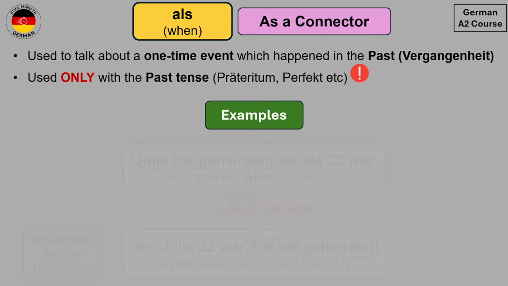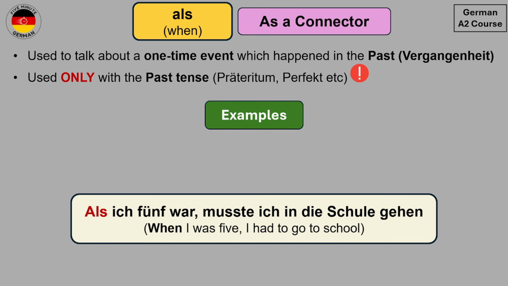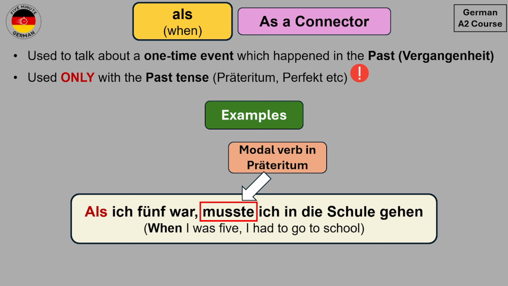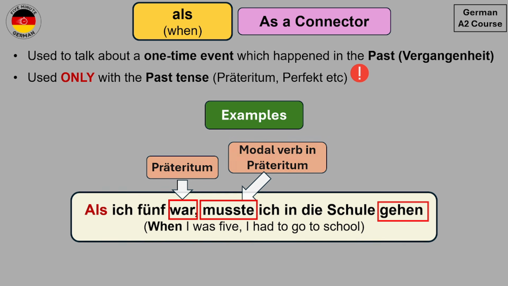Now let's take a look at another example. So I have the sentence als ich 5 war, musste ich in die Schule gehen. When I was 5, I had to go to school. Now over here you again see that we have used the modal verb in Präteritum, and the main verb goes to the last position in infinitive form, and in the first part we have also used war, which is the Präteritum form. Let's take another example.